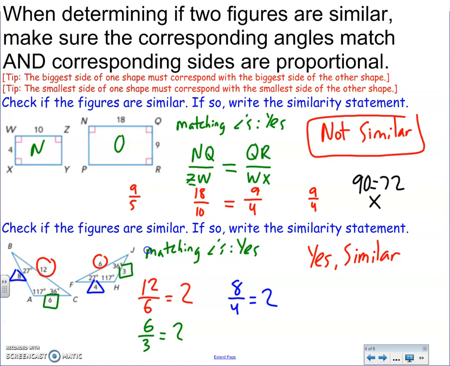So our similarity statement. Let's do the left triangle: A, B, C. Triangle ABC is similar to... we have to match the order. A is the 117, so H is the 117. B is the 27, so F is the 27 degrees. C is the 36, so J is the 36. There you go.